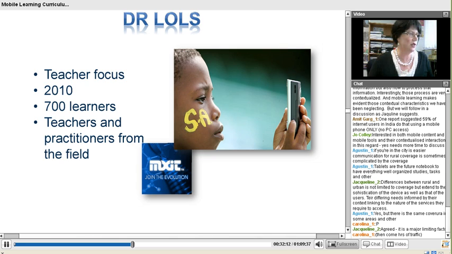Dr. Lulz is a system also run locally, where we are, where the focus is on teachers, and they are using learners to get the teachers active on the internet. So the learners are already online and chatting away on Mxit, and they're using it to train teachers to become ICT literate.